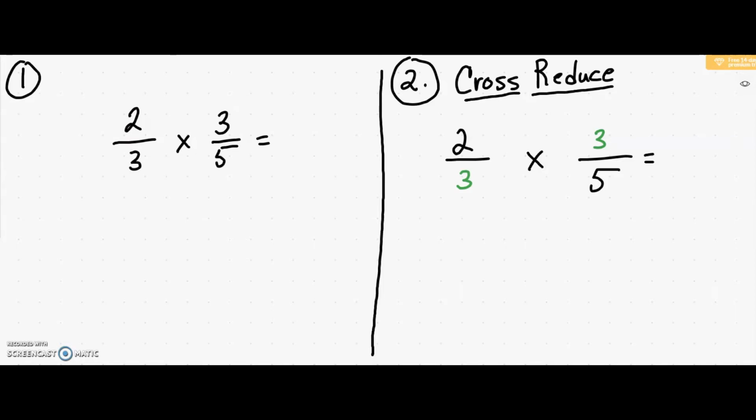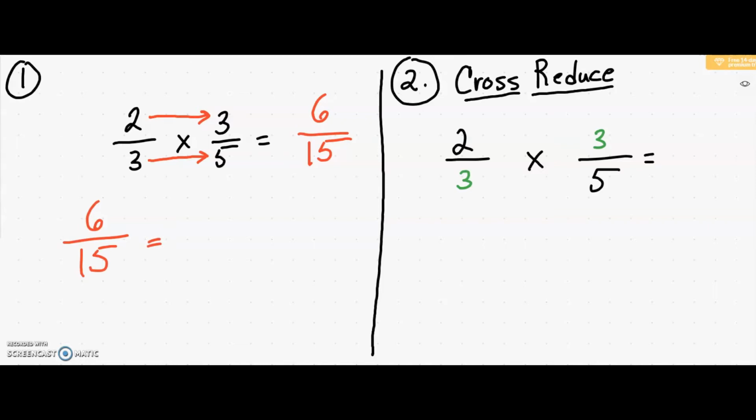What you're going to do is multiply across both the top and the bottom, numerator and denominator. So you're going to go across the top, and you are going to get 6, and you're going to get 15. Okay, now 6 over 15, you have to reduce. You have to simplify.